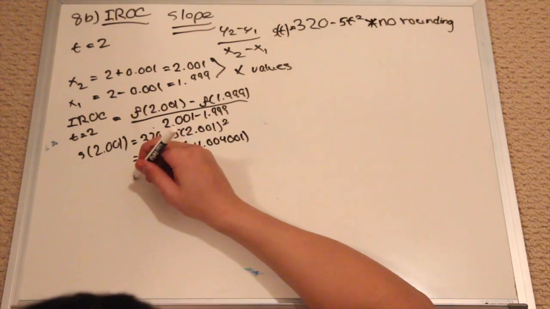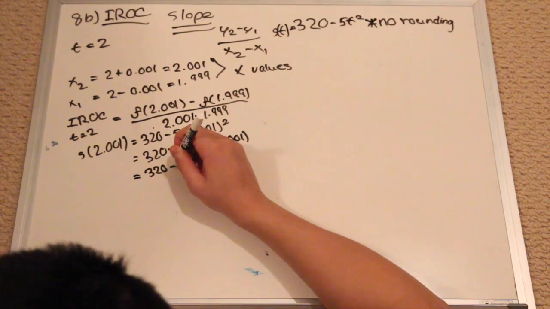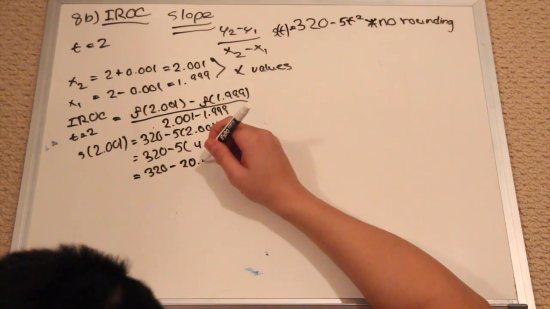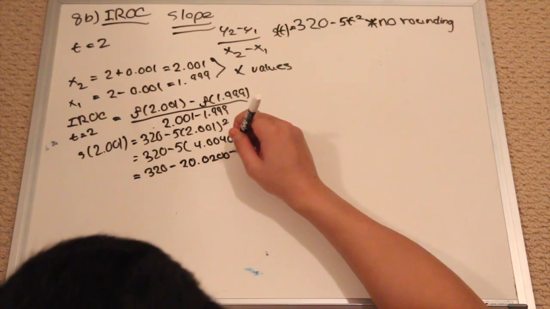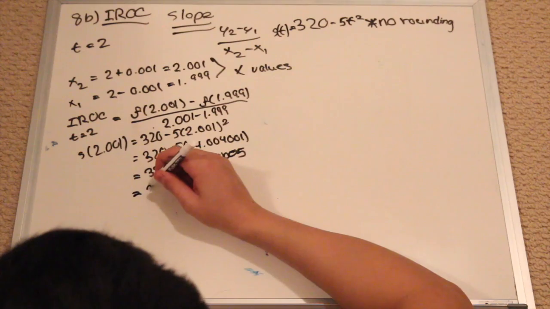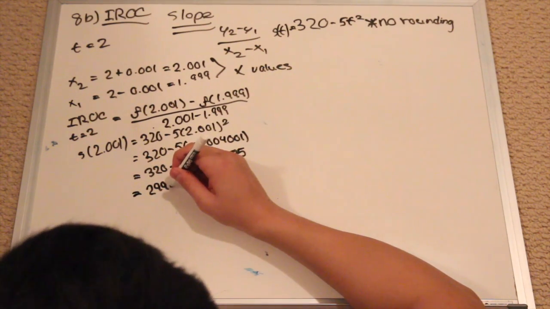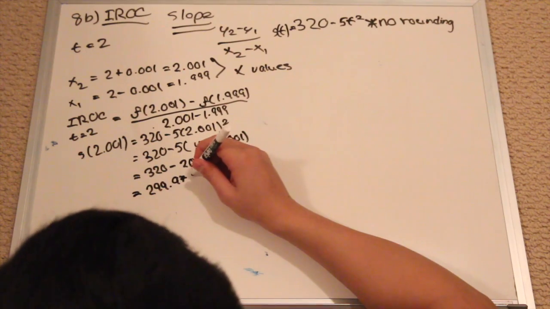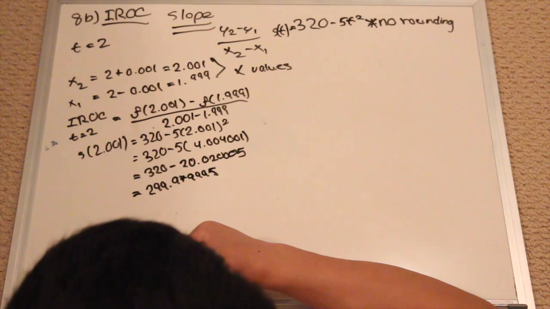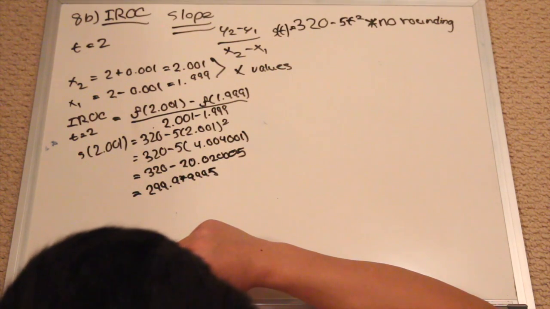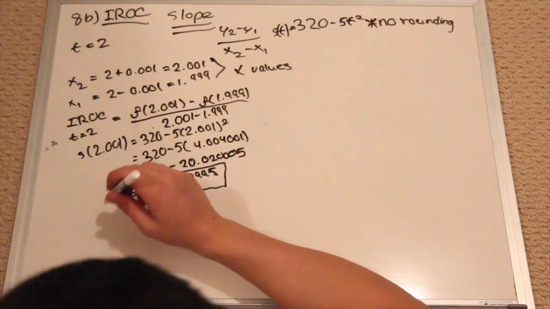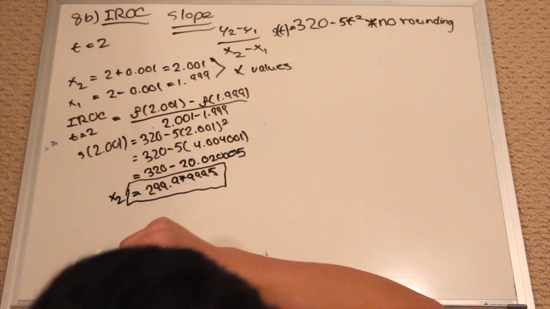So keep the decimal places, which is equal to 320 minus 20.02005. Alright, now that is equal to 299.979995. Yes, I know it seems like a big number, but it is going to come in handy if you keep all the decimal places and you don't round. So this is one of our y values up here. This is actually going to be our x2, so the first value.